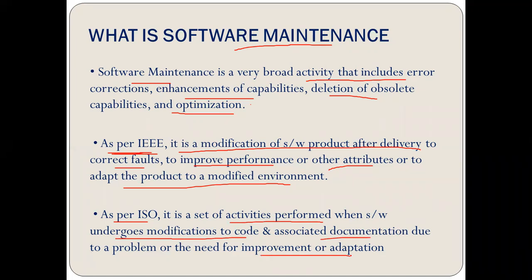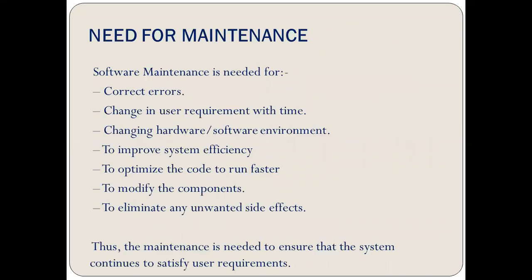So this is the basic concept of software maintenance, which we have to remember. That is error correction, enhancement of capabilities, deletion of obsolete capabilities, and optimization. And this is done after the deployment of the software at the user's site. Now, what is the need of maintenance? The concept is generated from the terminologies which we have stated earlier only. So the same thing comes here in a detailed format. That is, why do we need software maintenance?